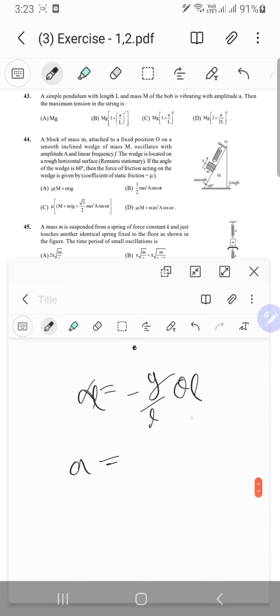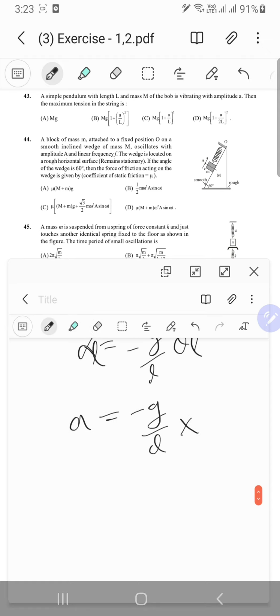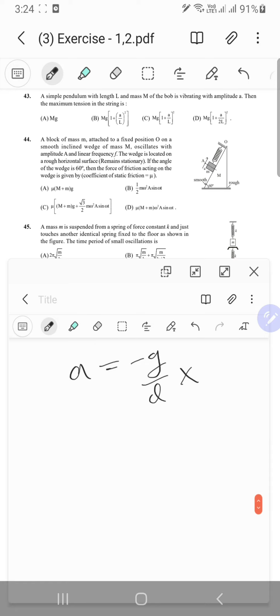The tangential acceleration equals to minus g by L into tangential velocity. Oh, well, sorry, no, not the tangential velocity. Theta L would be the displacement. Cool. Then the maximum tension in the spring is what? Okay, maximum tension. Well, yeah, so maximum tension will be at the lowermost point. So we just need to find what will be the velocity. Velocity will be like, so just got half kx squared, well, kx squared, k times amplitude squared.